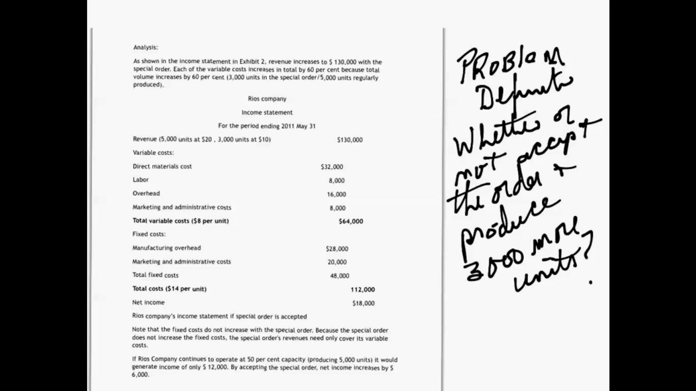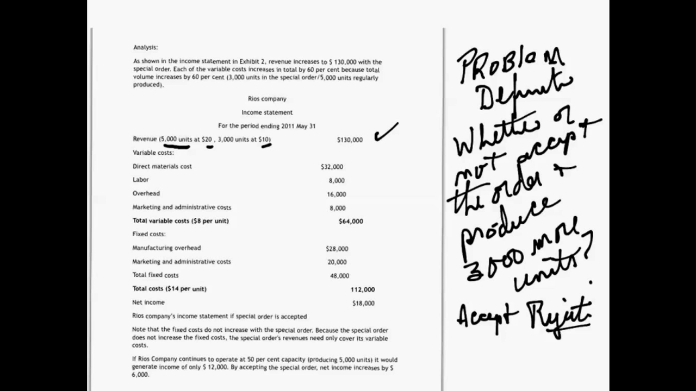That's our problem. So we either accept the order, one alternative, or the other is reject. Well, we know if we reject, we stay the same. Well, here in the analysis, what if we accept? If we accept, then we're going to produce our regular 5,000 at $20. We're going to produce an extra 3,000 at $10. So our total revenue, cash in, would be $130,000.